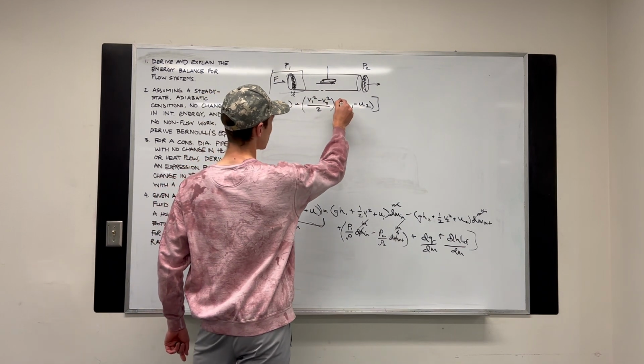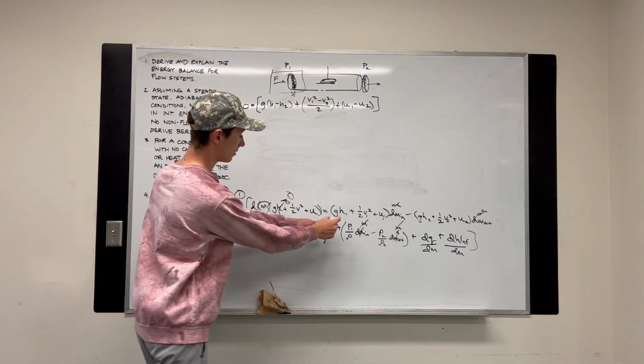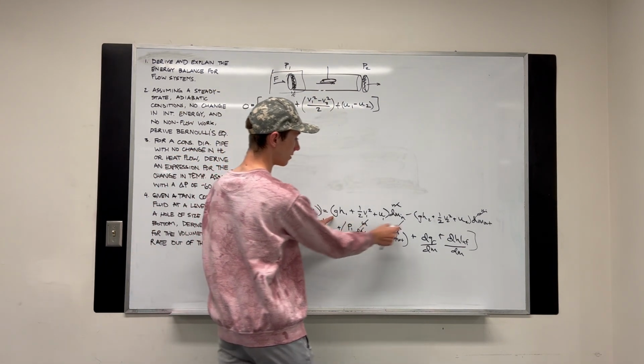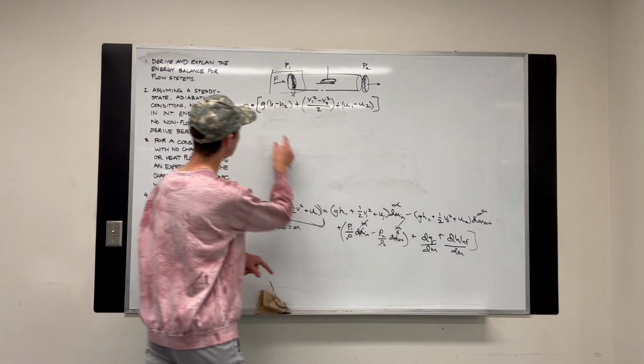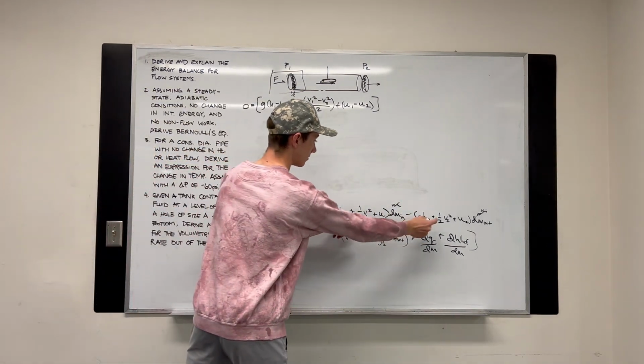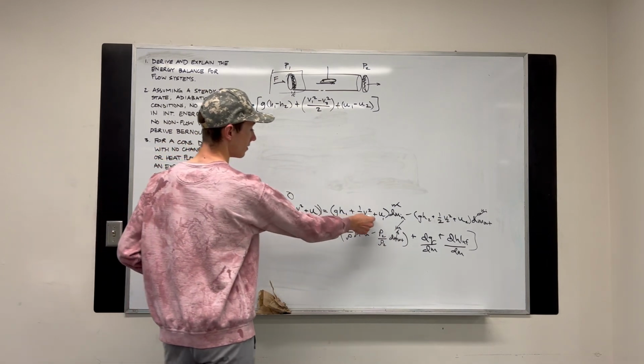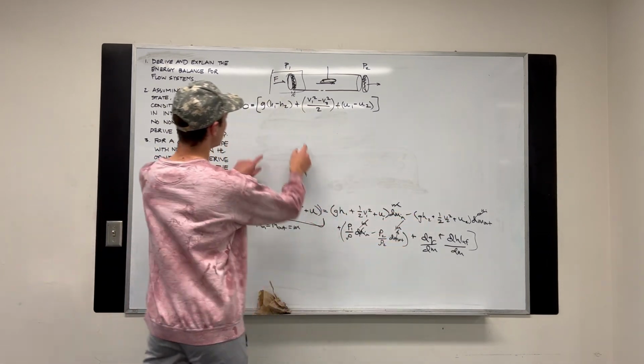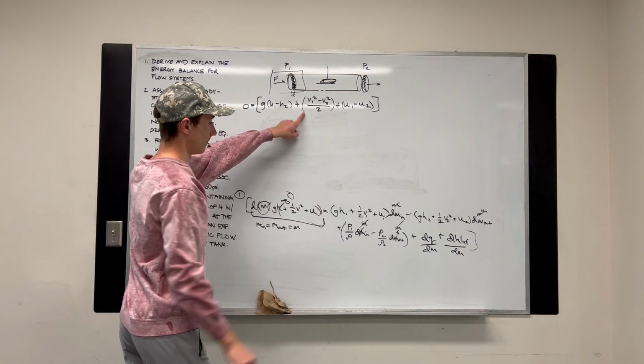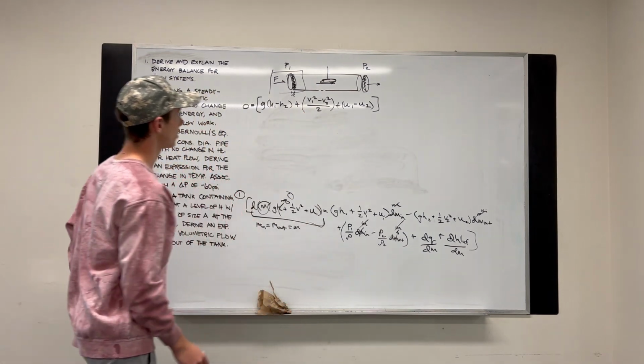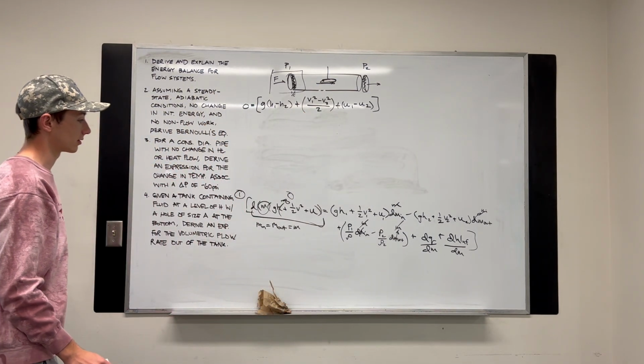So we have gh1 minus gh2 plus 1/2 v1 squared plus 1/2 v2 squared. All right, okay, so those are plus signs. Okay, we got that there. I knew something looked a little funky.